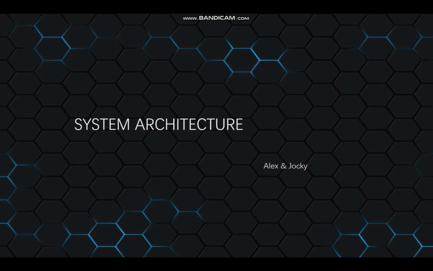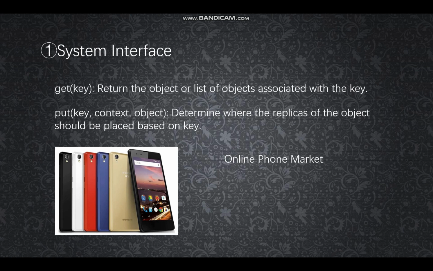So there are several techniques used in Dynamo. For the system interface, Dynamo stores objects associated with the key through two operations, get and put. Basically, the get method will return the object associated with the given key, and the put method will determine where the object should be stored. It's just like an Amazon online phone market. The get method refers to customers looking for information on phones, and the put method would likely be managers changing prices of their phone products.